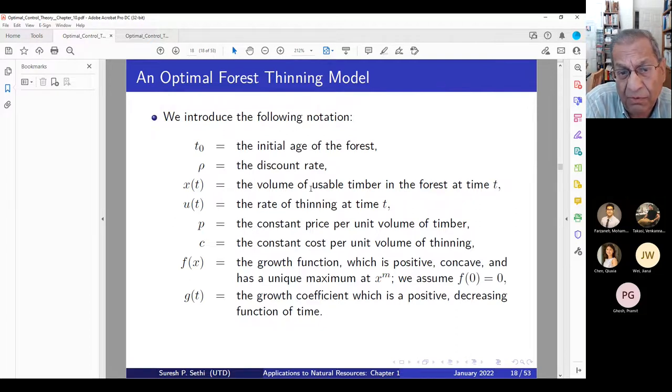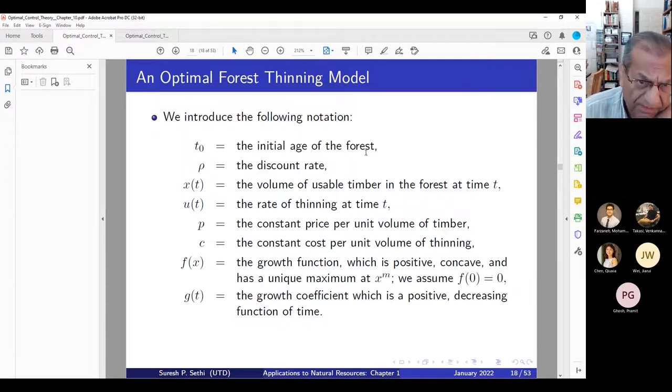But when I came to writing this book, I found another model, which is way more interesting, simpler, has a solution, gives you a lot of insight, maybe not with all the realism in the model, but I decided to put this model into the book. So let's begin with this model.